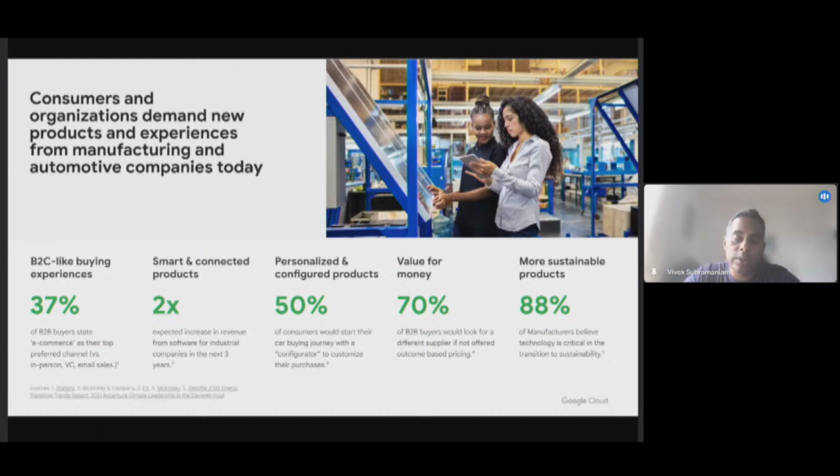And the only new dimension or layer that has become relevant is the construct of sustainability and how you essentially understand the carbon footprint your products and your services leave on the ecosystem around.